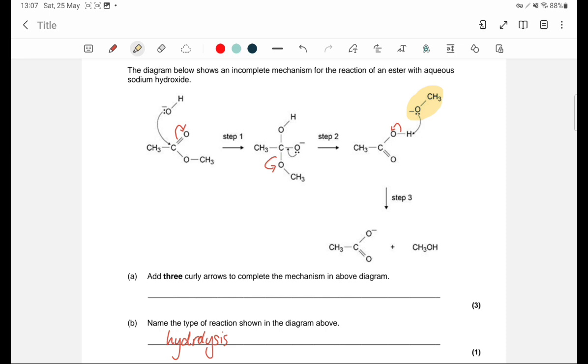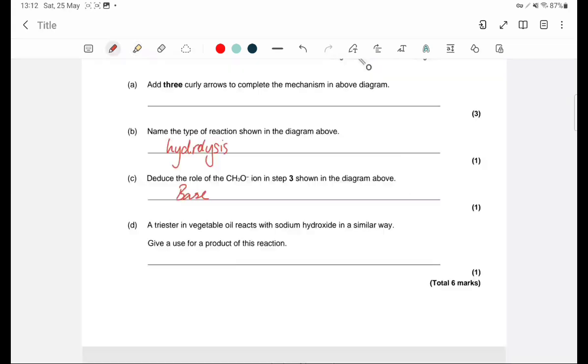Another way of writing that, of course, would be to say that it is accepting the hydrogen from the carboxylic acid. Specifically, it's accepting the hydrogen without taking the electrons. It is therefore acting as a base.